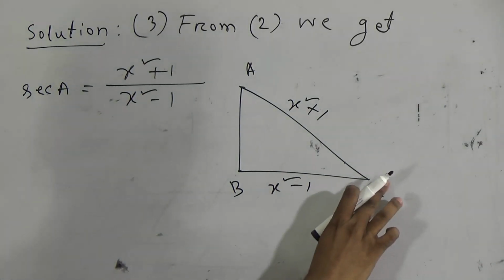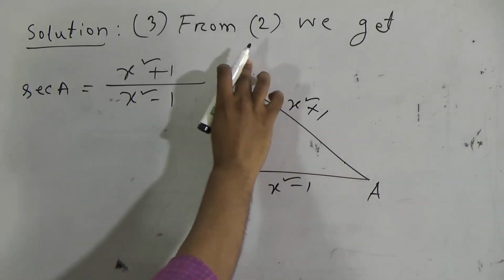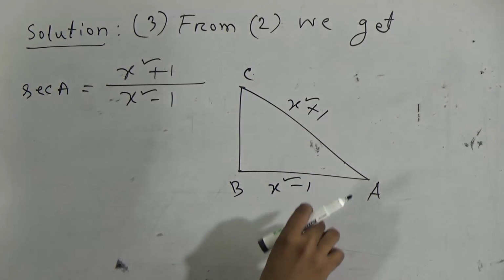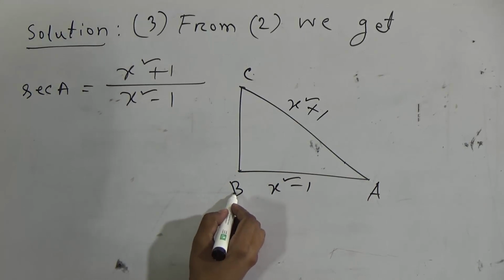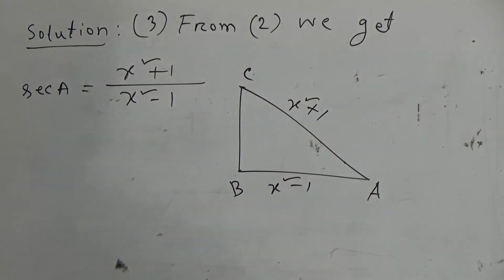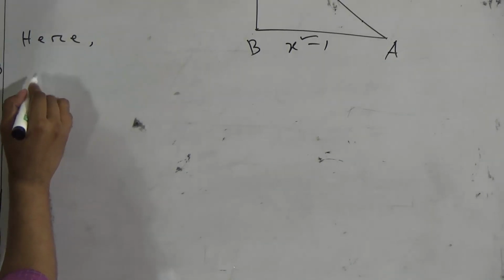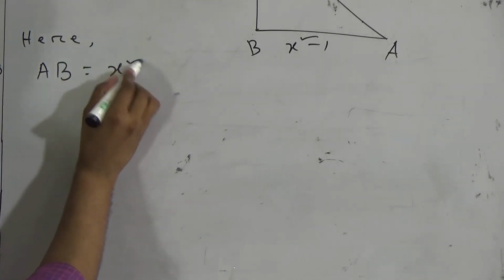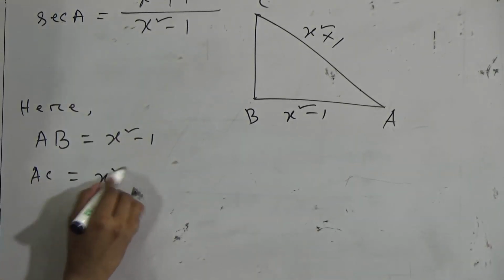Here we have to put point A, and we have to put C here. That means the triangle will be ABC. Now we will find out, at first, BC equal to what. That means the opposite side is equal to what. Here AB equal to x square minus 1, AC equal to x square plus 1.